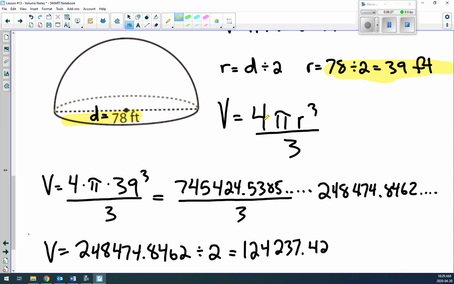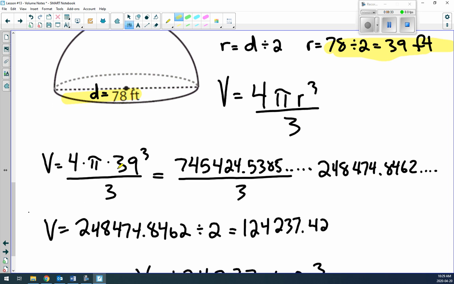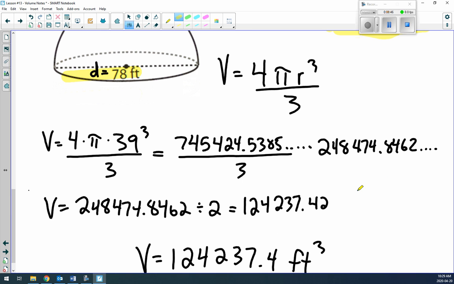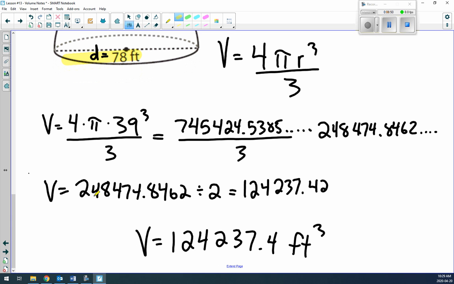Now we can use the formula. 4 times pi times r cubed divided by 3. So we plug in the 39. So we do all the work here. 39 cubed times pi times 4. Big number. Keep it in your calculator. Divided by 3 equals an even bigger number here. Keep it in your calculator because we still have to do one last step. We have to divide by 2 because we only want half of the sphere. So we have this number divided by 2. We end up with 124,237.42. Round to one decimal place.